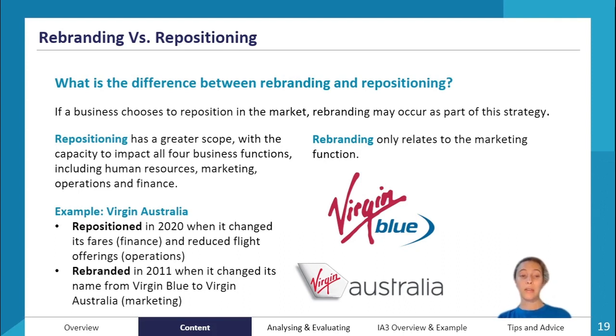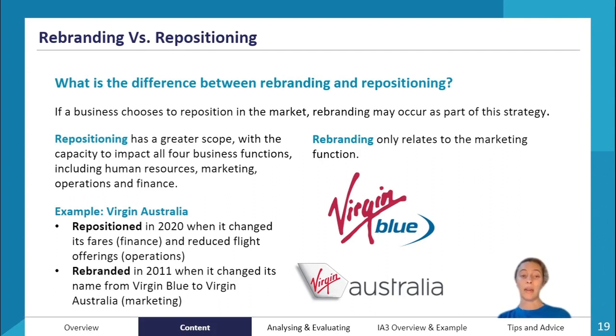Now, some examples of this, if we look at Virgin Australia as our case study. Back in 2020, when it was struggling with voluntary administration, it changed its fares, which is a finance repositioning strategy, and reduced flight offerings. So not having as many flights or flight paths. That's an operations strategy, something the business is doing differently with the way that it runs. So you've got two things there, and that makes it repositioning.